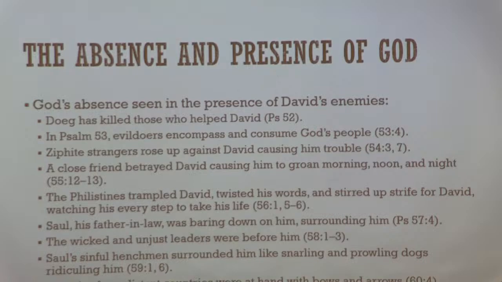In Psalm 57, Saul, David's own father-in-law, was bearing down on him and surrounding him there in the cave. In Psalm 58, the wicked and the unjust leaders were before him. Psalm 59, Saul's sinful and evil, wicked henchmen surround him like snarling and prowling dogs, and they ridicule him. Psalm 60, enemies from distant countries were at hand with bows and arrows. We see this in Psalm 60, verse 4.